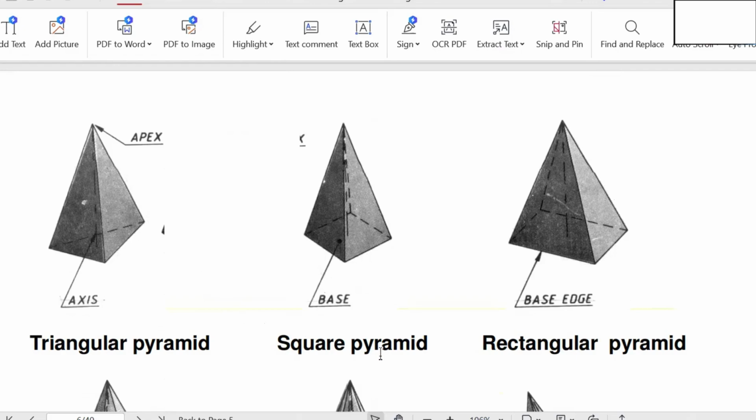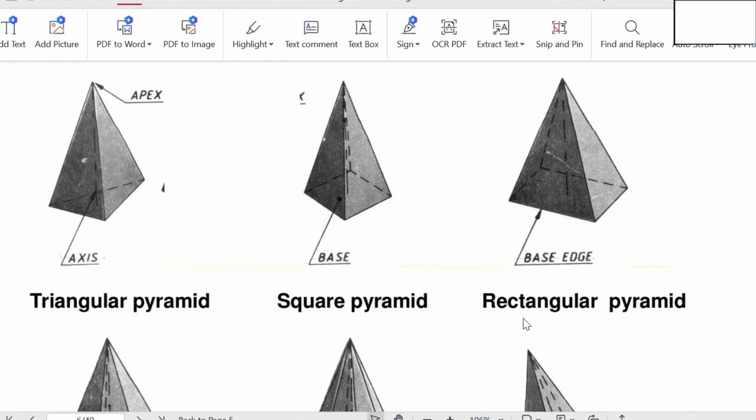Then coming to the square pyramid. The base is a square. The other end consists of an apex. The base is connected with the apex by isosceles triangles. Here, in the square pyramid, there are 4 in number. These faces are inclined. The isosceles triangles are in an inclined manner.